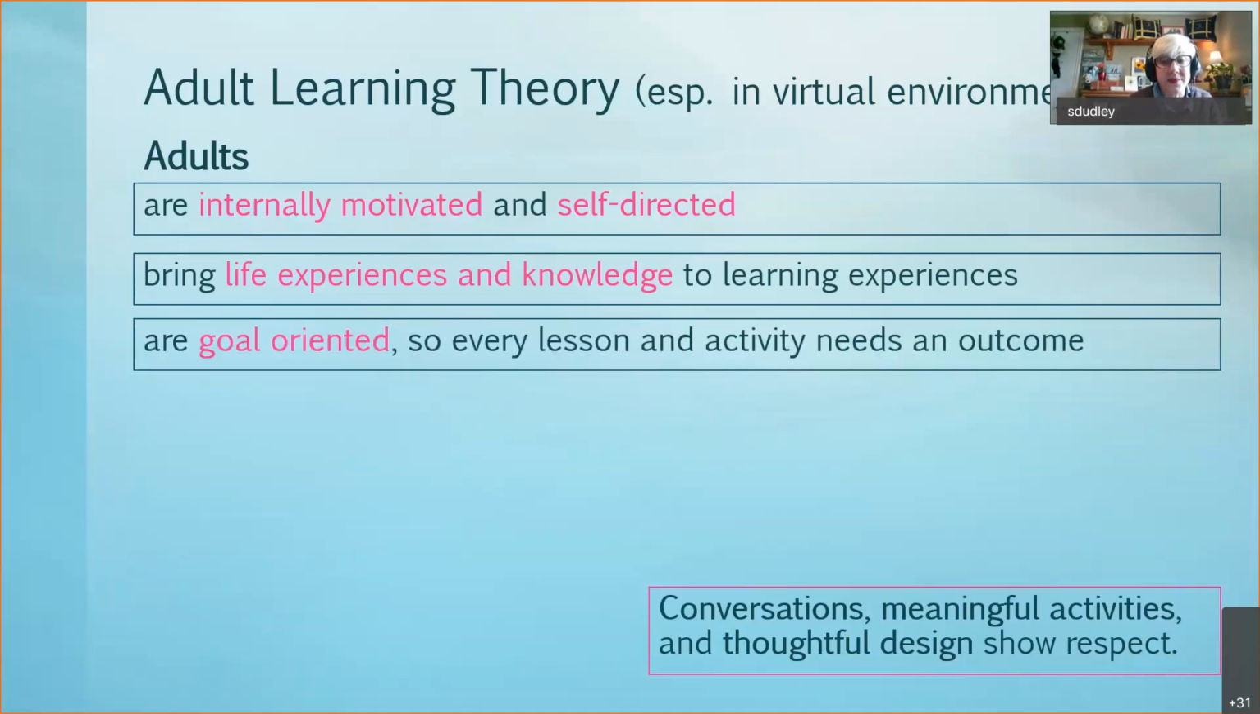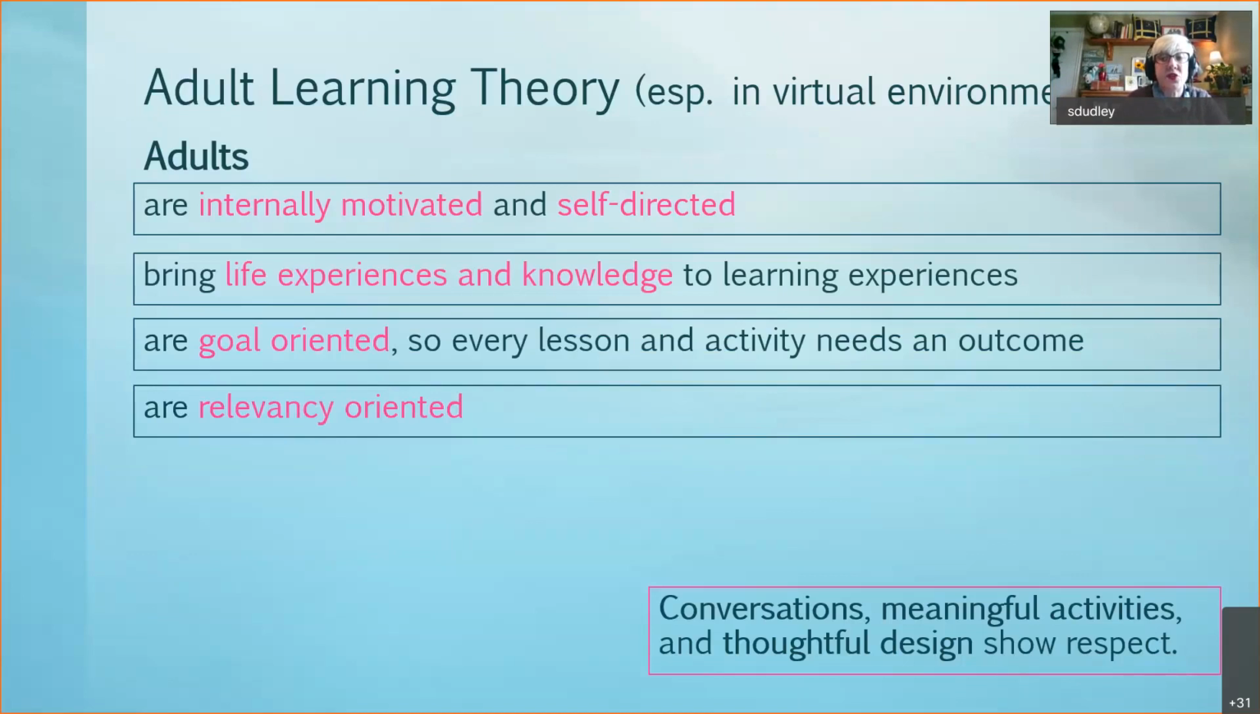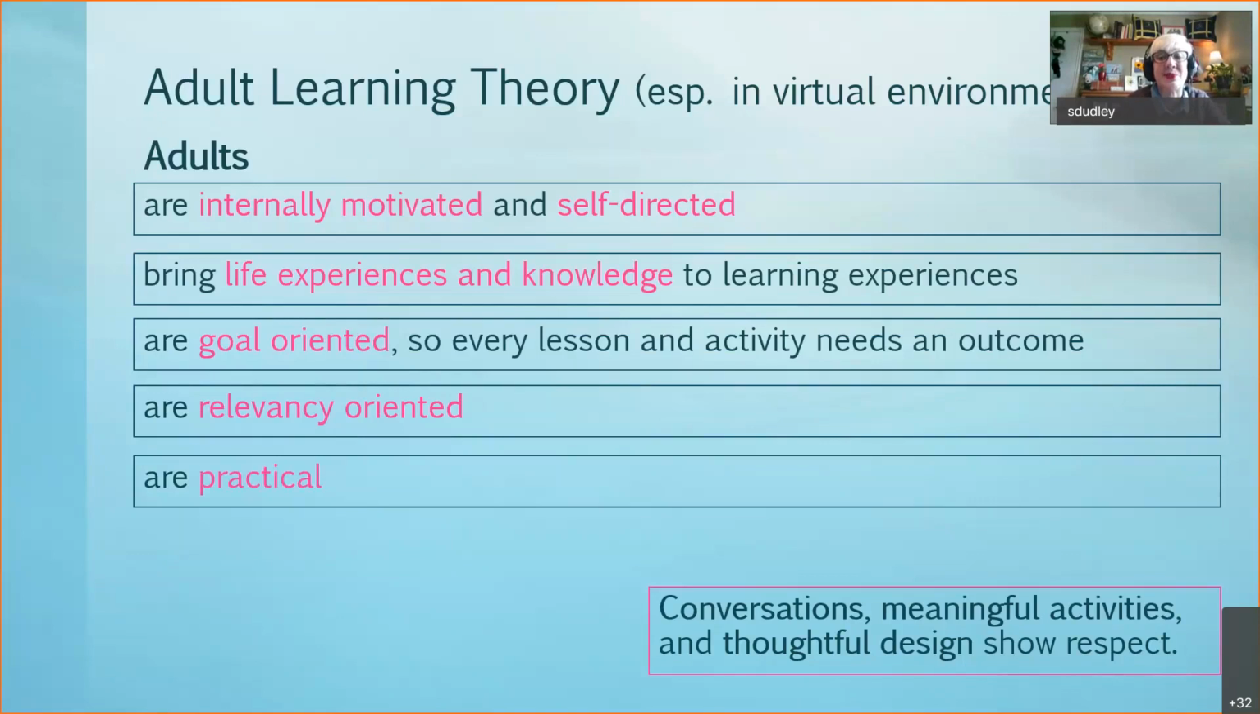Adults are goal-oriented, so every lesson and every activity needs an outcome. Every activity needs to have a point that is obvious to the learner, and each activity should be debriefed or summarized to reinforce that point. Make sure every moment spent in a virtual environment can be seen as a good investment. Adults are relevancy oriented. So learning should constantly answer the question, why is this important to me? Life lessons should take the why and make it practical and relevant. Adults are practical. Adults need the opportunity to practice so they can be confident in their new skills.